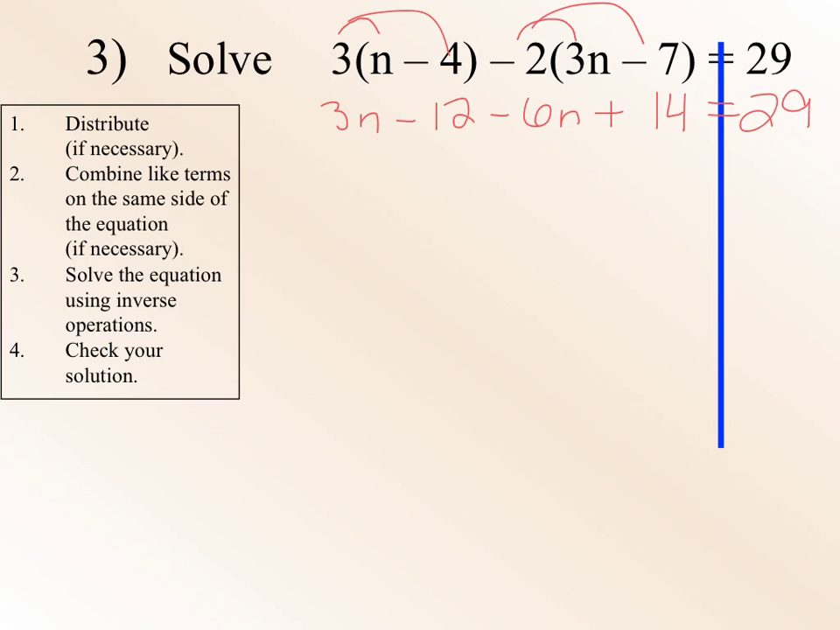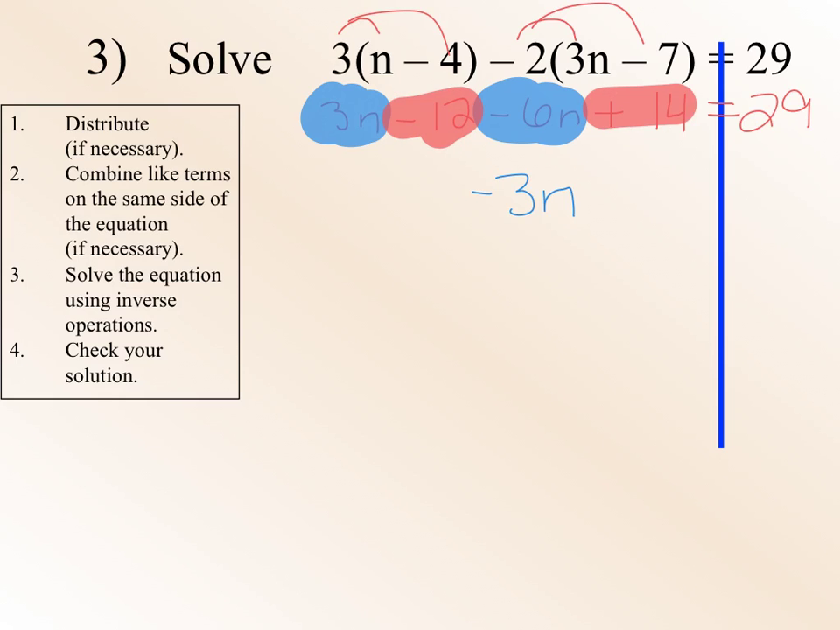Okay, since I have all this stuff going on, I definitely have like terms. Remember, if there's more than two things on a side, there's like terms. So I can put 3n and negative 6n together to condense that a little and make that negative 3n. And then I can also combine my negative 12 and positive 14, and together those make 2. So now this problem's a lot easier to solve than what it started as.